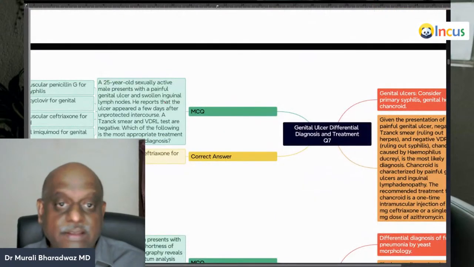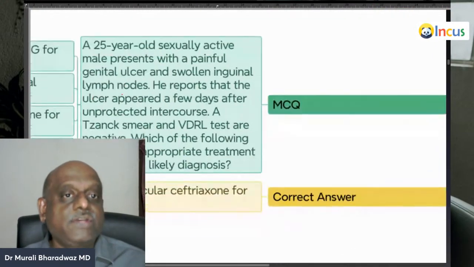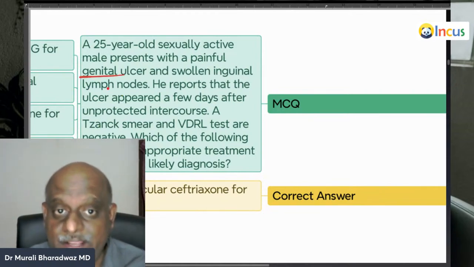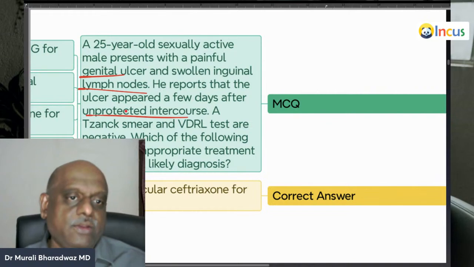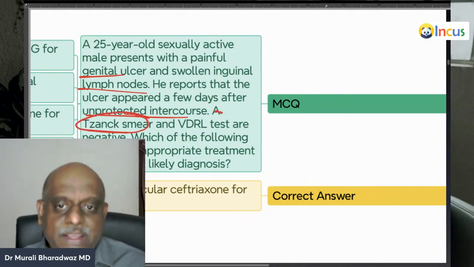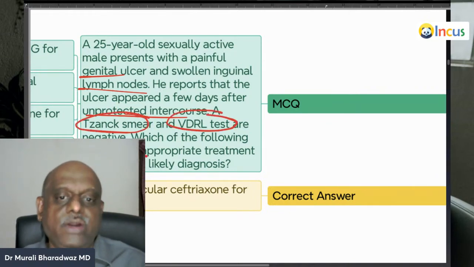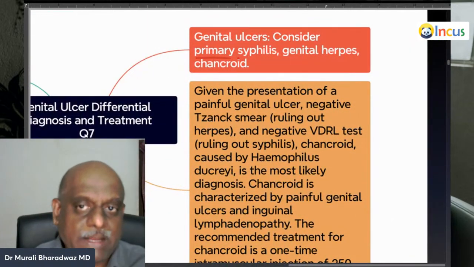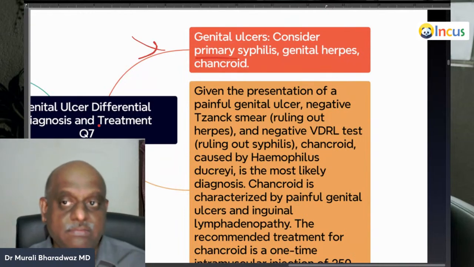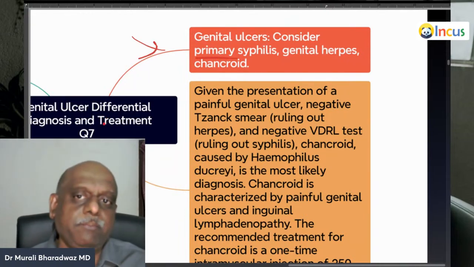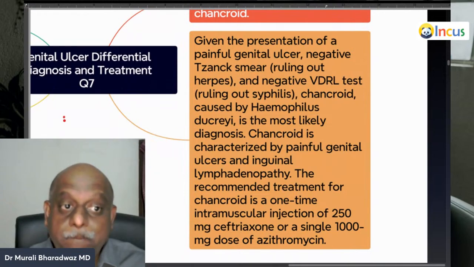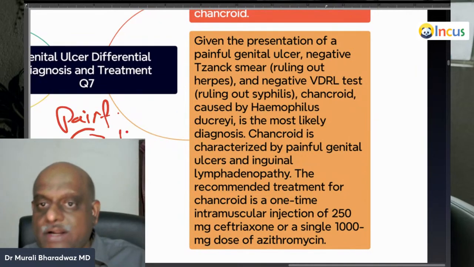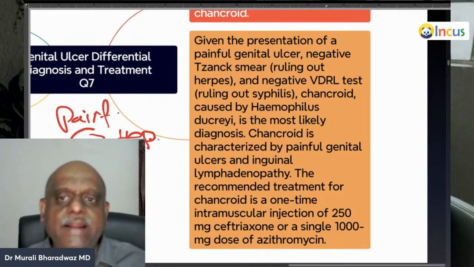Then doctors, a 25-year-old sexually active male presents with a painful genital ulcer and swollen inguinal lymph nodes after unprotected intercourse. Tzanck smear and VDRL tests are negative. Then what is the most appropriate diagnosis and treatment? Always remember, primary syphilis, genital herpes, and chancroid are the three important genital ulcers. So, painful genital ulcer, negative Tzanck smear means it is not herpes. Negative VDRL means it is not syphilis.